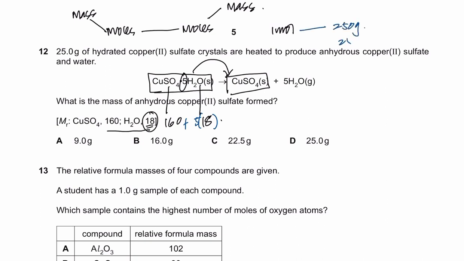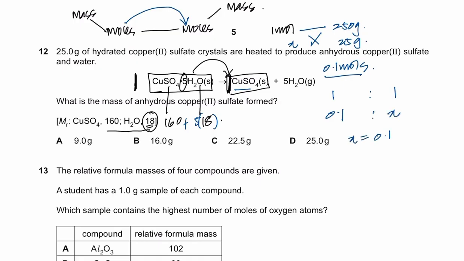And if I have 25 grams of hydrated copper sulfate, how many moles of those would you have? You cross multiply 25 over 250, that gives me 0.1 moles. Okay? And then we go from moles of hydrated copper sulfate into the moles of anhydrous copper sulfate through the equation. So 1 mole of hydrated copper sulfate gives you 1 mole of anhydrous copper sulfate. So if it's 1:1, therefore if you have 0.1 moles of hydrated copper sulfate, you would get 0.1 moles of anhydrous copper sulfate. So like this, 1 mole of hydrated gives you 1 mole of this. If you have 0.1 mole of hydrated, how many of anhydrous would you have? That's x equals 0.1, right?